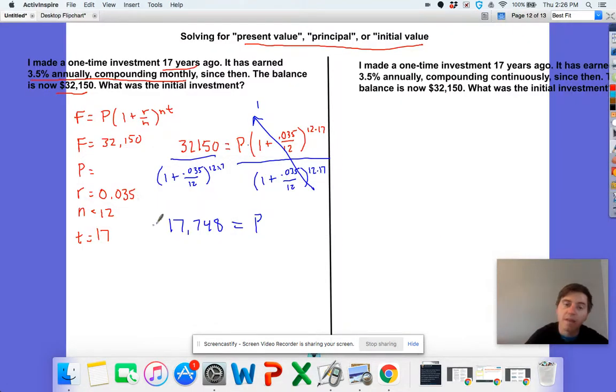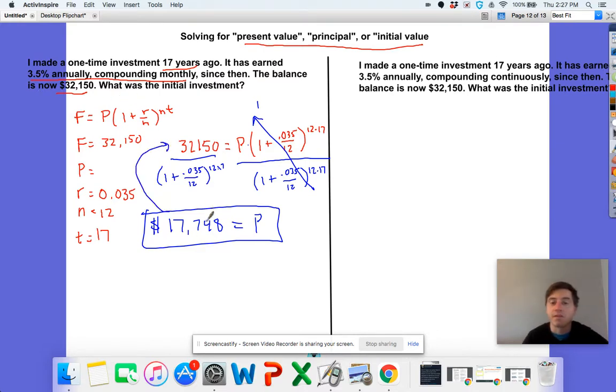17,748. So what does that mean? That means that this amount was what was initially invested, and after those 17 years, growing at 3.5%, it ended up becoming 32,150. So this was the initial investment amount. So there you go.